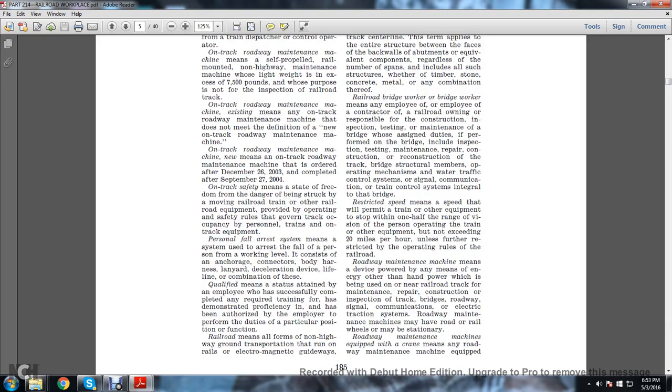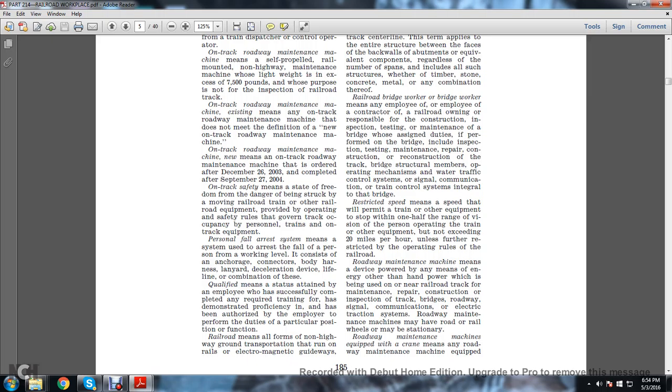Railroad bridge worker or bridge worker means an employee of a railroad, or an employee of a contractor of a railroad, who is responsible for the construction, inspection, testing, or maintenance of a bridge, and who is assigned duties performed on the bridge. This includes inspection, testing, maintenance, repair, and construction of the track, the bridge structural members, the operating mechanism, water traffic control systems, signal and communications systems, and train control systems integral to the bridge.